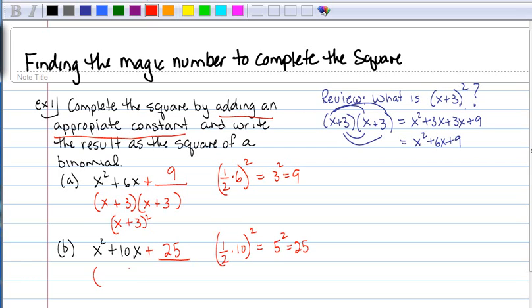Does that factor now? It has to complete the square by adding an appropriate constant and write the result as a square binomial. That's x and x, factoring again. That's 5 and 5 to make 25, and the outer and the inner do make 10x. So that would be equal to x plus 5 squared. That works, so the magic number for the second one is 25.